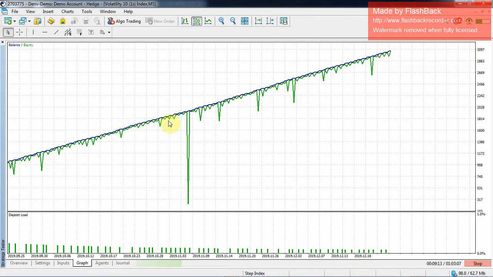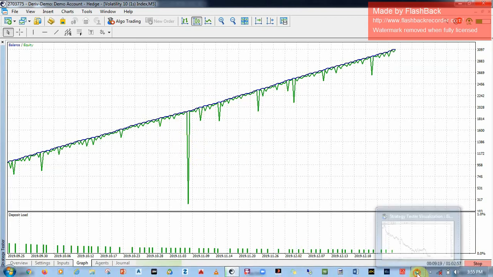Smooth balance line. That was a huge drawdown there, but the trade closed within a day.